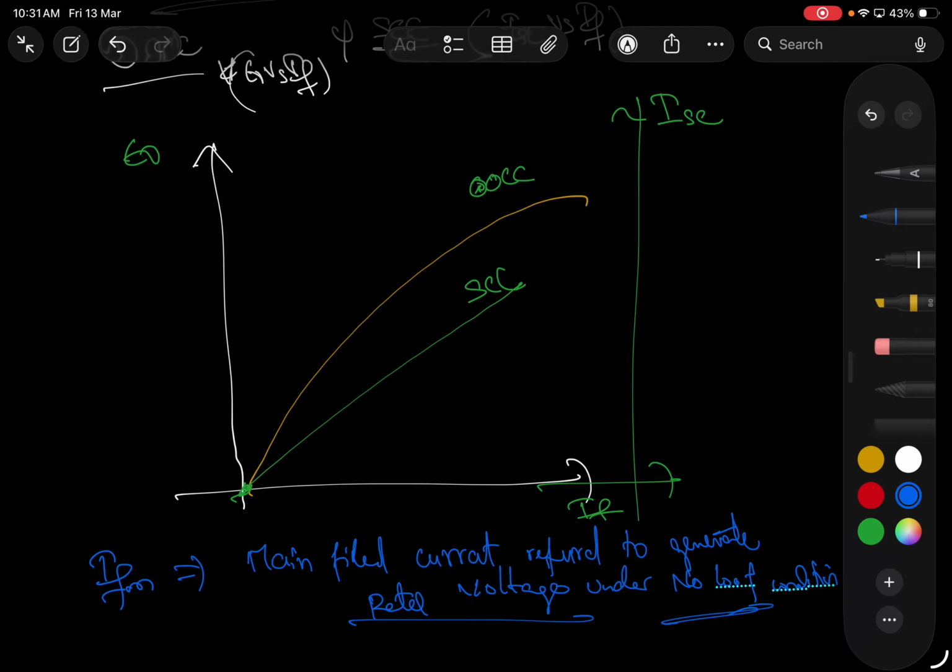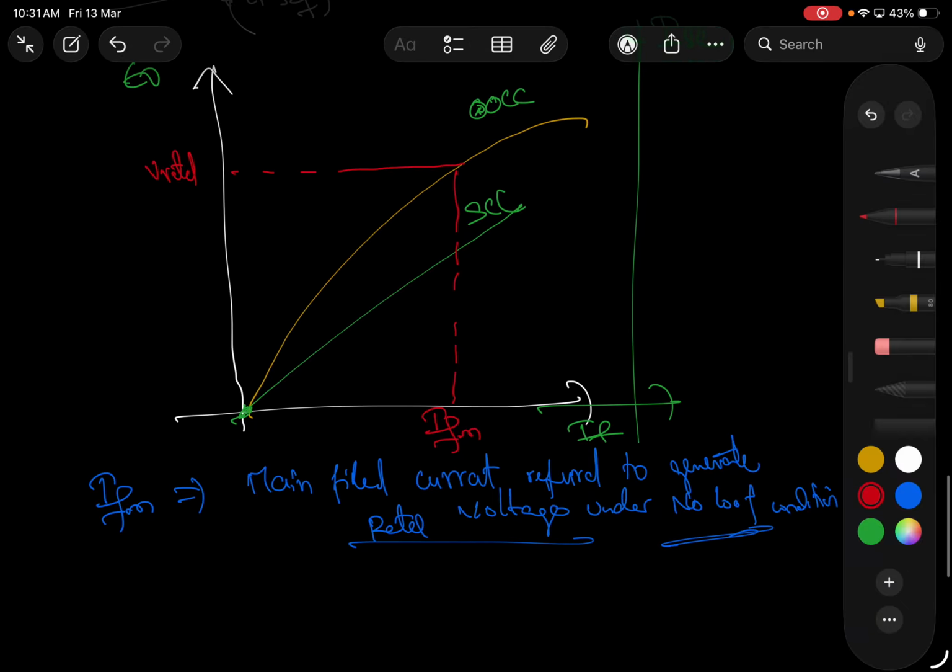So let's assume that this is the rated voltage. To generate this rated voltage I require some field current here, which I am considering as IFM. IFM is nothing but the main field current required to generate rated no load voltage. Is that clear or not? We will also discuss one more term, that is IFA.